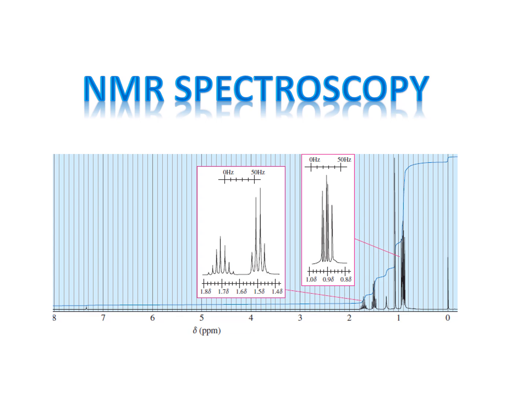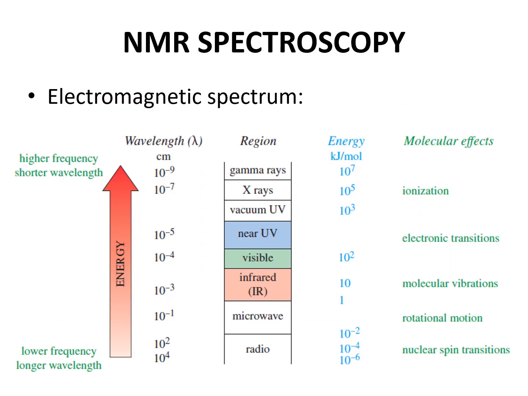Today we are going to begin with NMR spectroscopy, and in this particular video we are going to learn about the basic principles of NMR spectroscopy, what is nuclear spin, what is chemical shift, and what are the different factors affecting chemical shift values. So let's begin with the basic principle.